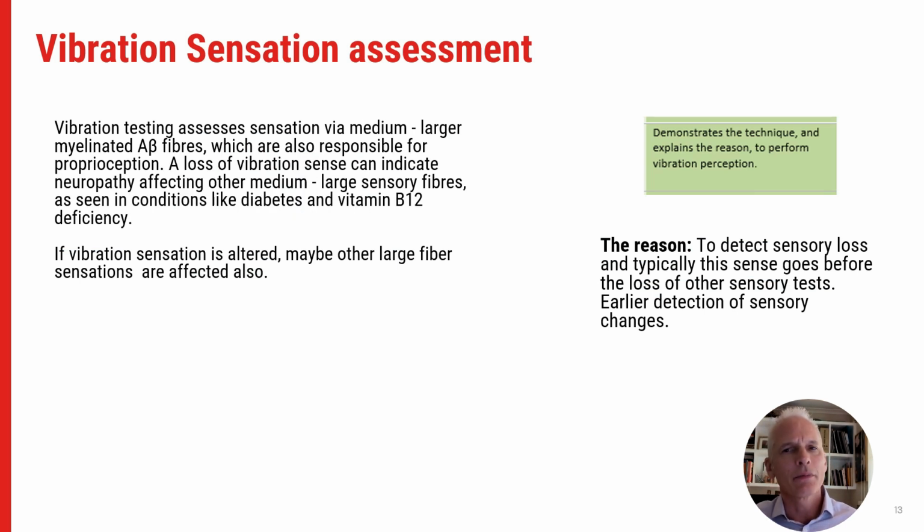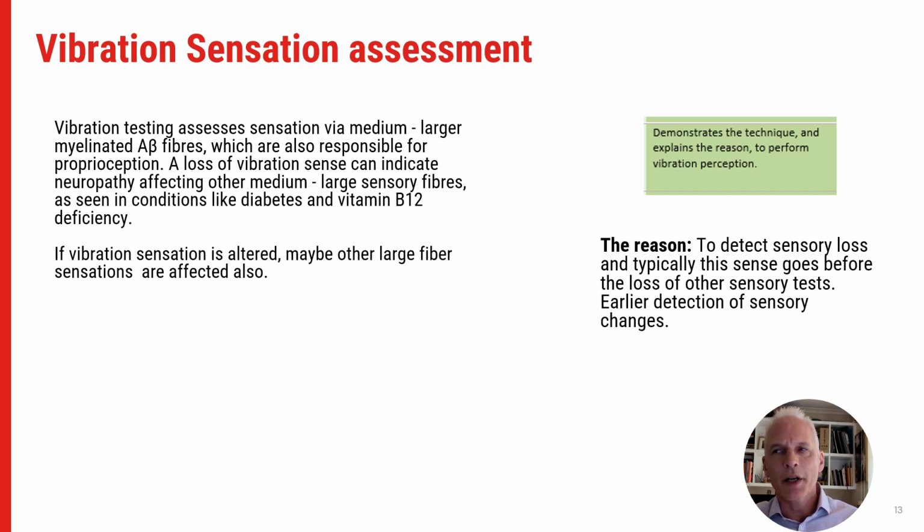So just to round this off, vibration testing assesses sensation which occurs through the medium to larger myelinated A beta fibers, and these fibers are also responsible for the processing of proprioception or some levels of proprioception. So when we get a loss of vibration sense, this can also indicate that other nerves are affected, and so we may get some level of proprioceptive change, not always, but we may, and this is quite common in people with diabetes and people with vitamin B12 deficiency.